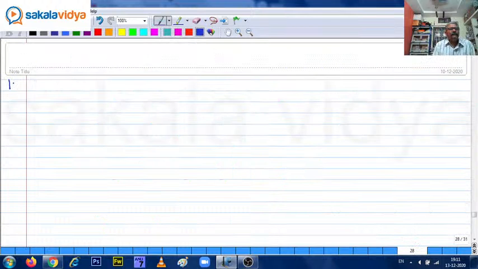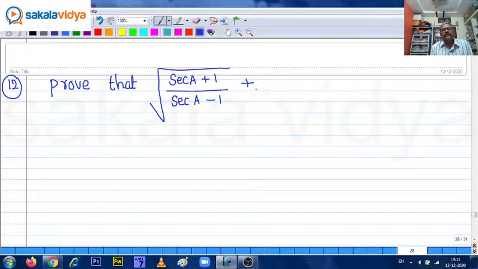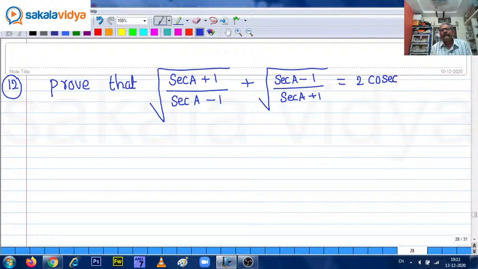The 12th question. Prove that root over (sec a plus 1 upon sec a minus 1) plus root over (sec a minus 1 upon sec a plus 1) equals 2 cosec a, 0 degrees less than a less than 90 degrees. Okay. Same model, just do it. Can you solve this problem?